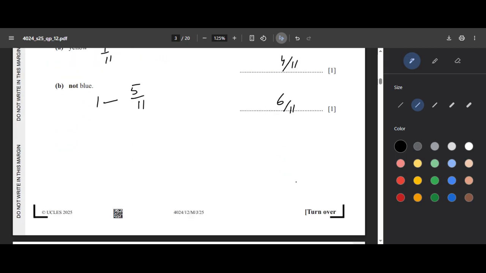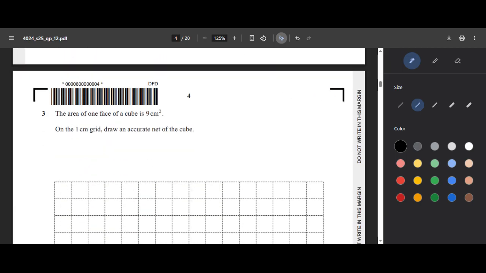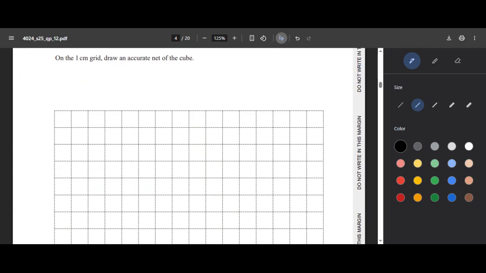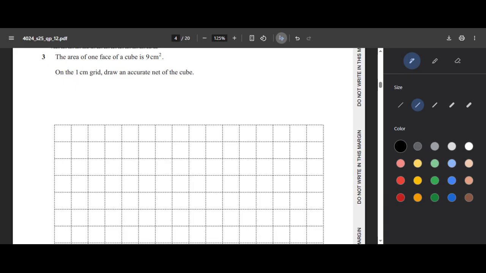Next, question 3. In this you have to draw the net of the cube having the area of one face 9 centimeter squares. You know that the length of each side of the square is the same. So each side of the cube will be 3 centimeters, and each small square is 3 centimeters.